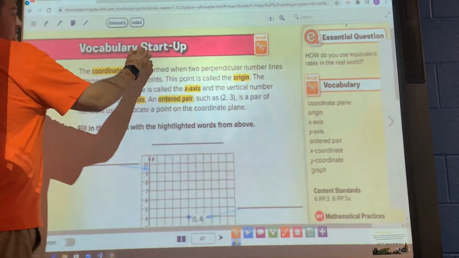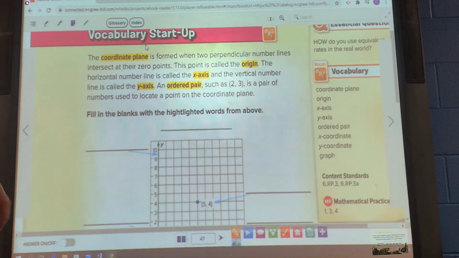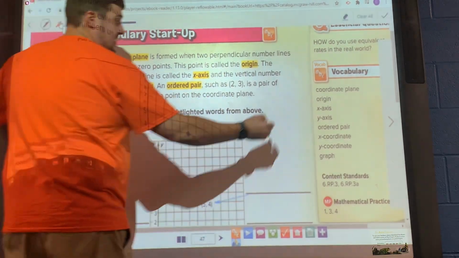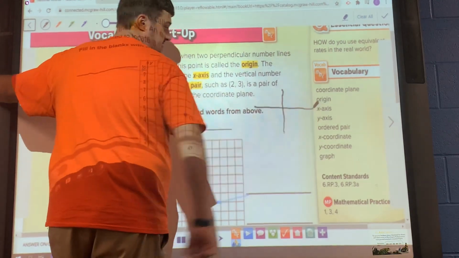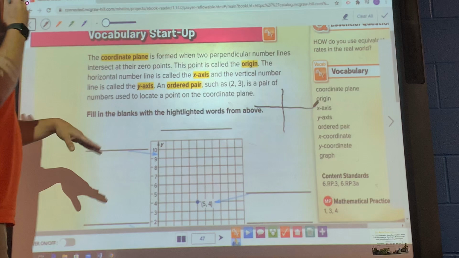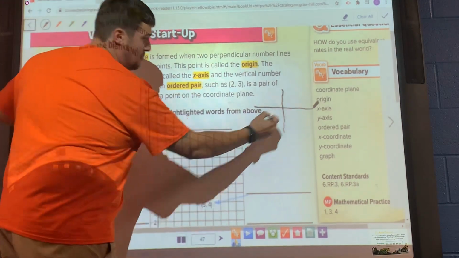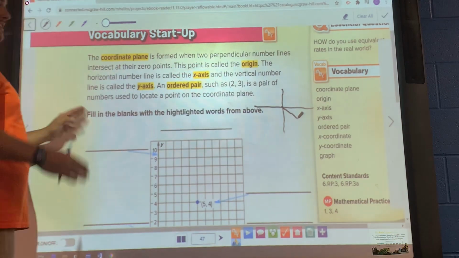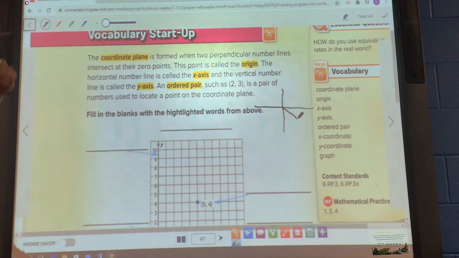So the graph we're going to be using is called a coordinate plane. Okay, this is formed when two perpendicular number lines intersect. What that means is perpendicular means when they intersect like that. So that's two perpendicular lines intersecting at 0 points. This point right here, that's the origin. That's where they intersect at 0, 0, and that point is called the origin.